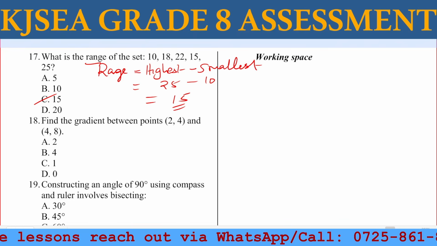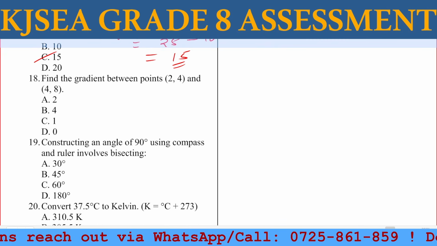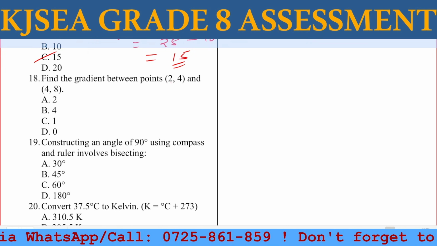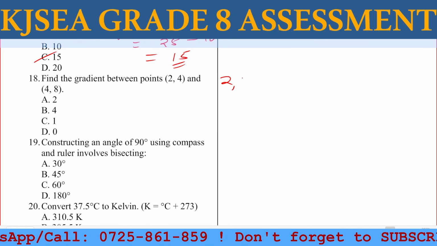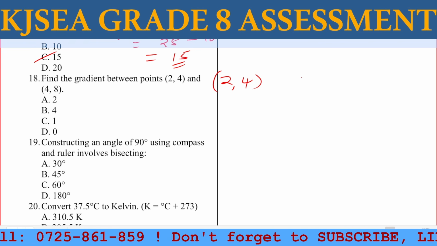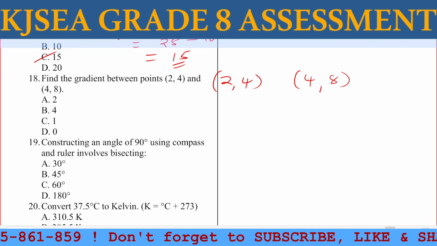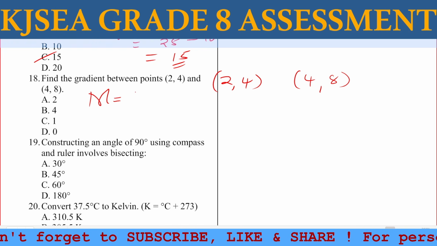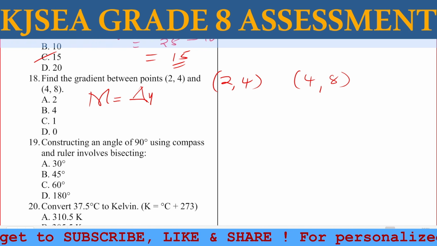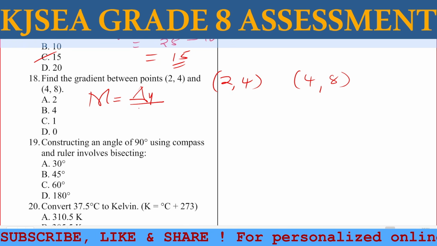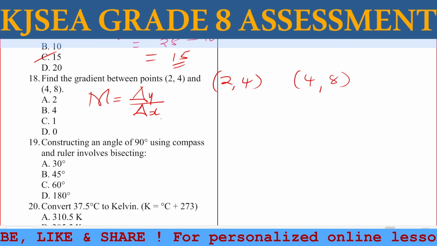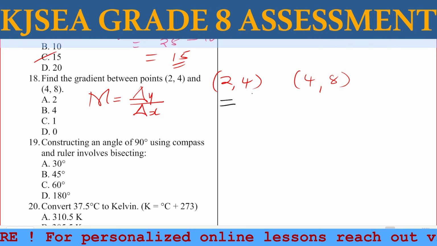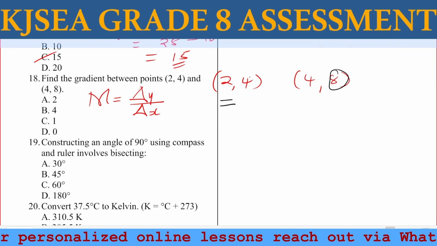Question 18. Find the gradient between these 2 points. These 2, 4 and 4, 8. How do you get the gradient? Gradient, m is the gradient, is given by the change in y coordinate divided by the change in x coordinate. How do you get the change in the y coordinate? Change in y coordinate, take 8, subtract 4.